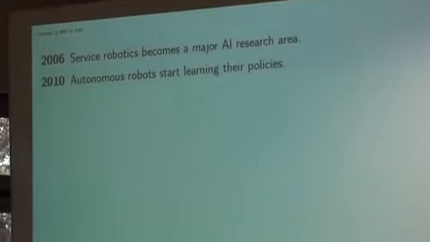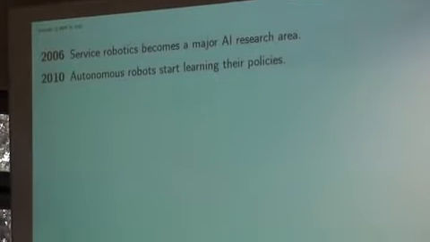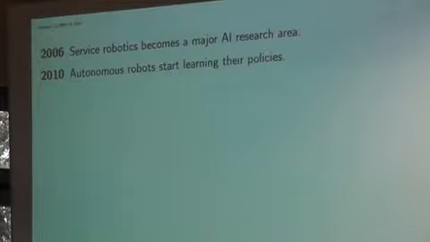Now, in the last few years, I would say in 2006, service robotics became a major AI research area. And meanwhile, we have autonomous robots that can learn their behavior. Okay, so that's the AI history up to now.